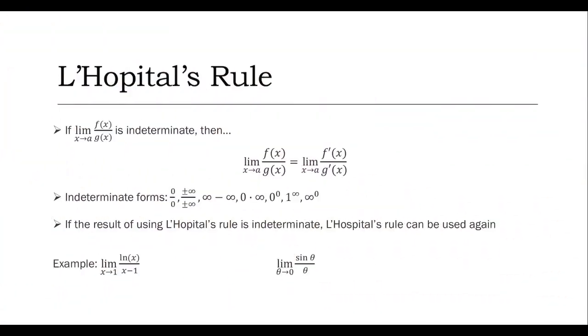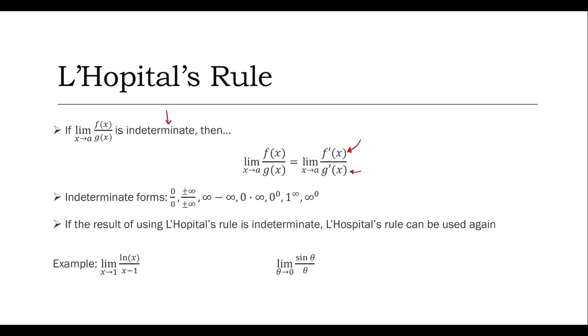So L'Hopital's rule is that if the limit as x approaches a of some function over another function is indeterminate, then your limit as x approaches a of f of x over g of x is equal to the limit as x approaches a of the derivative of the numerator over the derivative of the denominator.